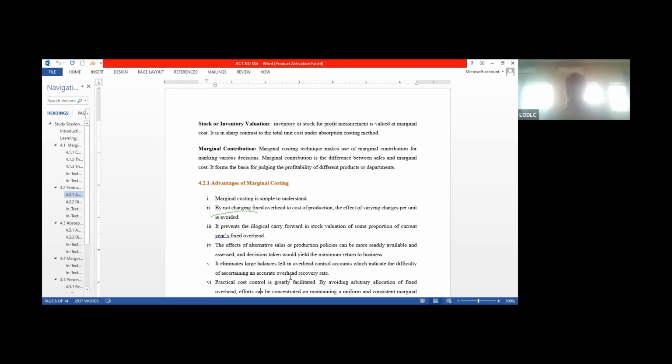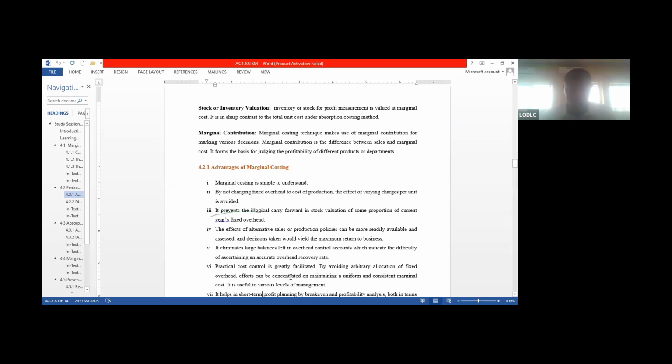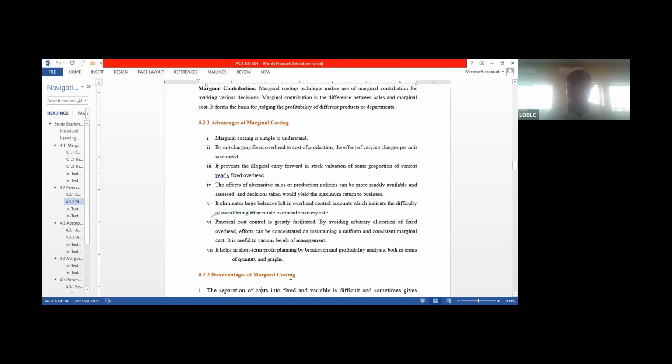Okay, all these items now, which one is fixed? Which one is variable? Once you're able to get that, it will be very easy for you to calculate. So by not charging fixed overhead to cost of production, we said fixed overhead is not relevant to our decision making. That is why it has to be disregarded. Only variable cost is relevant. So the effect of varying charges per unit is avoided, because it has no effect on our production.